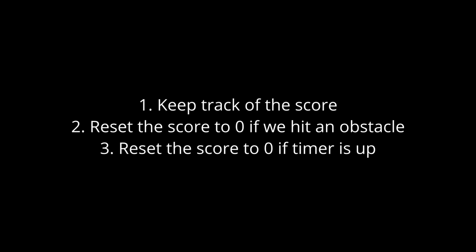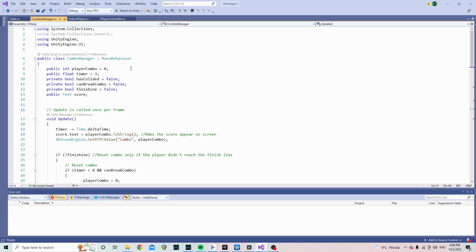Let's go. First, we need to think about what this combo system needs to do. So basically, our combo system needs to keep track of the points that we accumulate, reset the score to 0 if we hit an object, and also reset the score to 0 if we're not fast enough to keep the combo streak. First, we need this variable which will keep track of the player combo. And that's why here we also make the score appear on screen. That's this part.